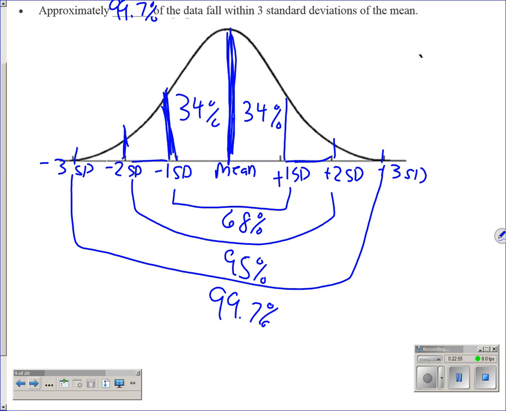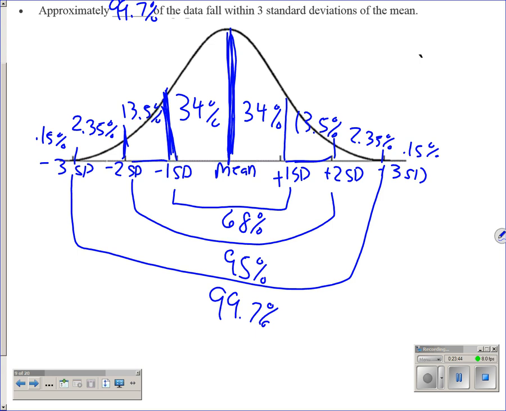So 13.5%. And by the same math, I can take 99.7%, subtract 95%, and then divide by 2. I believe that's 2.35%, and 2.35% on the other side. And then lastly, what if I wanted to know just three to the right of the standard deviation, like three past the mean? I can just do 100 minus 99.7, which is 0.3, and divide that by two. So 0.15% of my data is to the right of three standard deviations, and 0.15% is to the left.